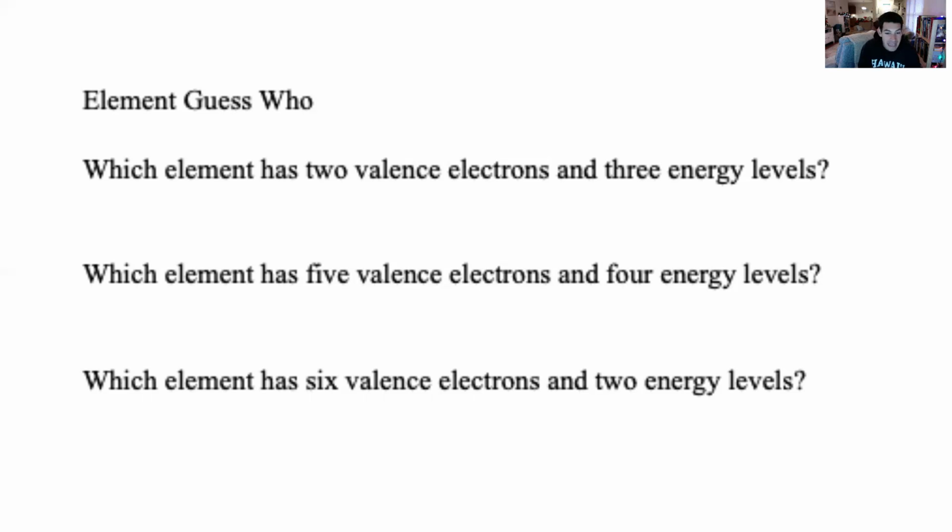And which element has 6 valence electrons and 2 energy levels? That is going to be oxygen. It's in group 16, so 6 valence electrons, and it's in the second row.